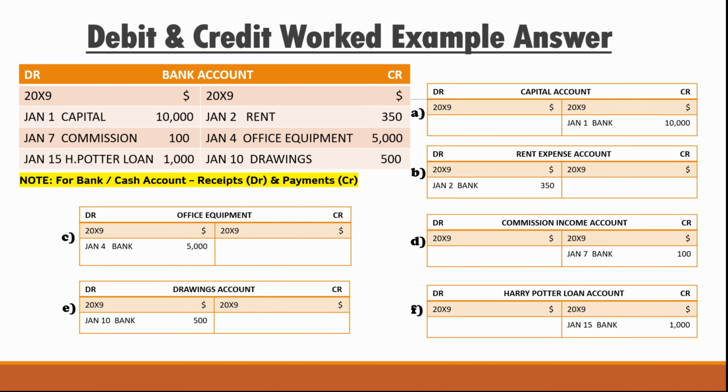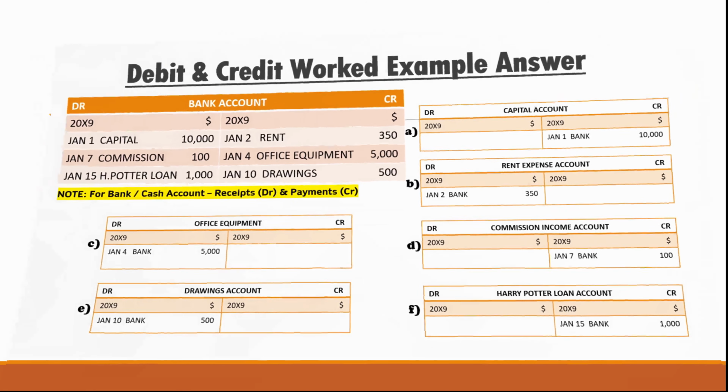Using the acronym from earlier of DED-CLICK, we can interpret that scenario A is for capital, which to increase is credited. Scenario B is for an expense, which to increase is debited. Scenario C is for an asset purchase, which to increase is debited. Scenario D is for income, which to increase is credited. Scenario E is for drawings, which to increase is debited. And finally, scenario F is for loans, categorized as liabilities, which to increase is credited.